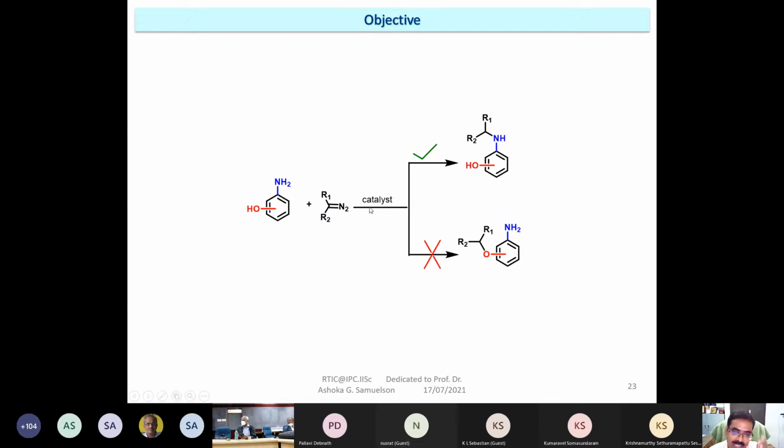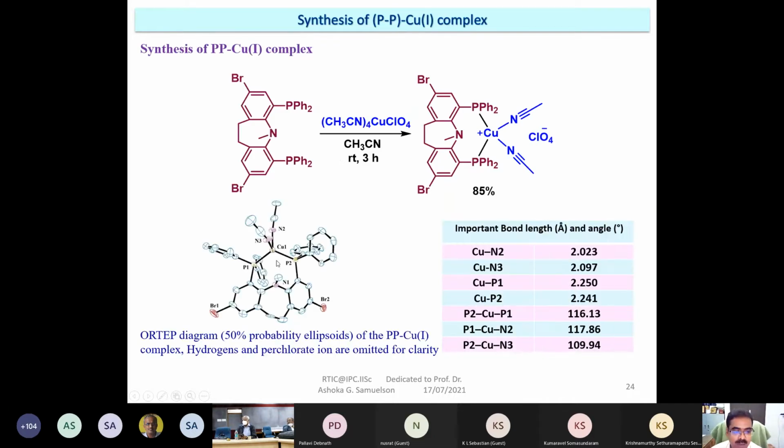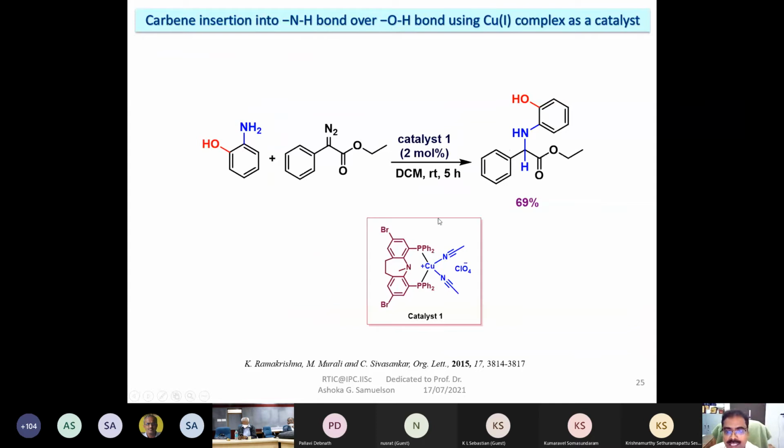And this is the objective of our study, as I mentioned before also. If we can make a catalyst and do this chemistry in a chemoselective manner, we can get more benefit. So with that, we made this complex, and you can see the crystal structure of this copper-1 complex. Then we conducted the reactions, and we got 69% of the NH inserted product. There is no OH inserted product in this case, but we could isolate some of the carbene dimers.